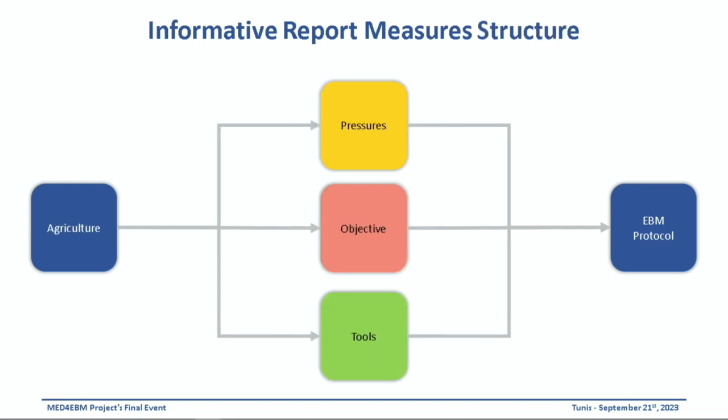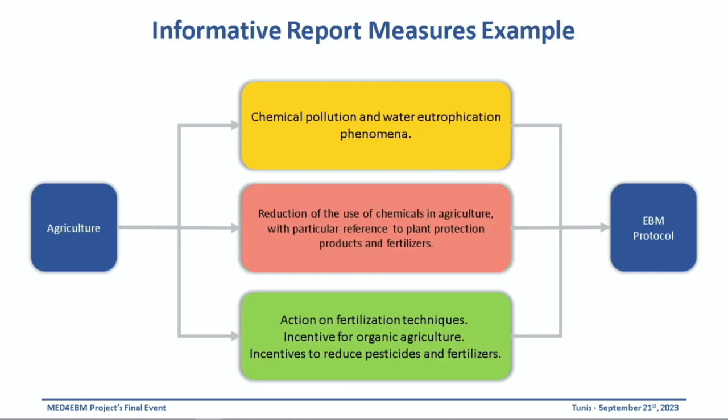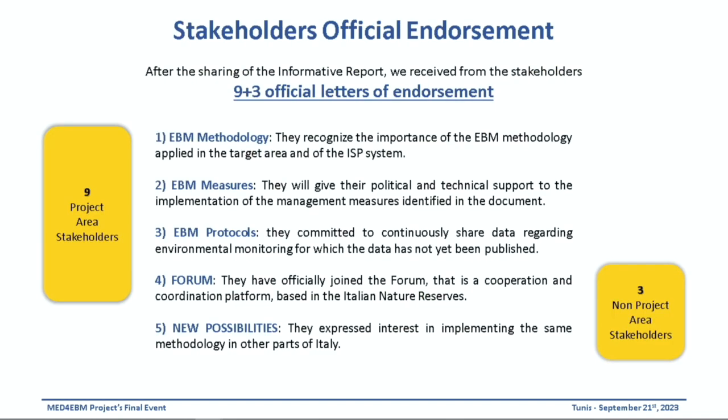The same has been done for agriculture. One of the pressures that we identified is chemical pollution and water eutrophication phenomena. And the goal is to reduce the use of chemicals in agriculture. We already spoke about fertilizers and pesticides, and we defined a set of actions to reach our goal.